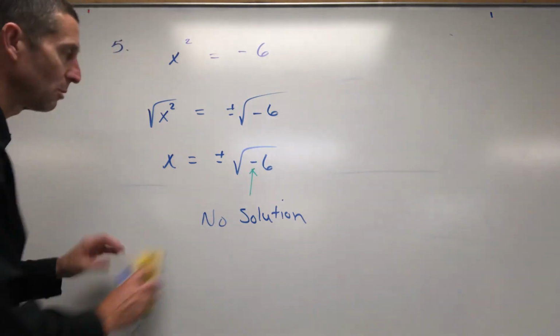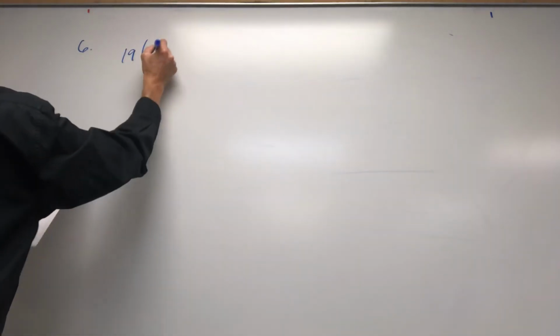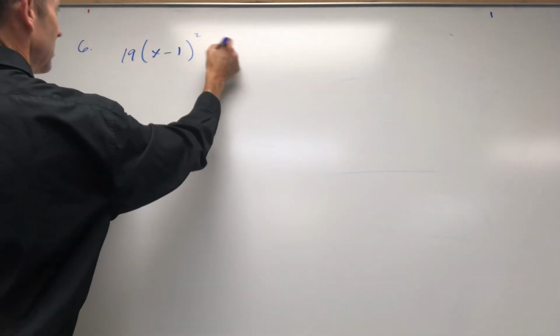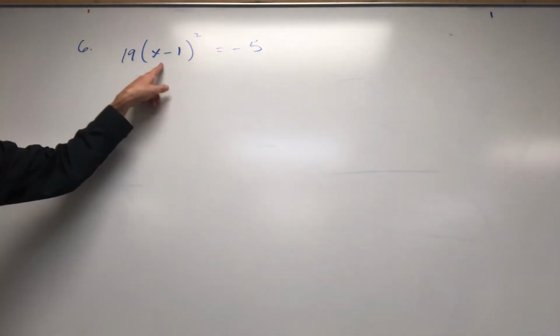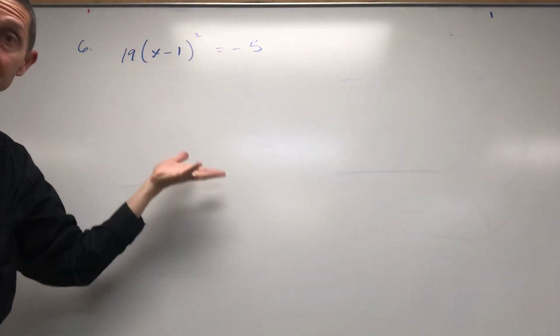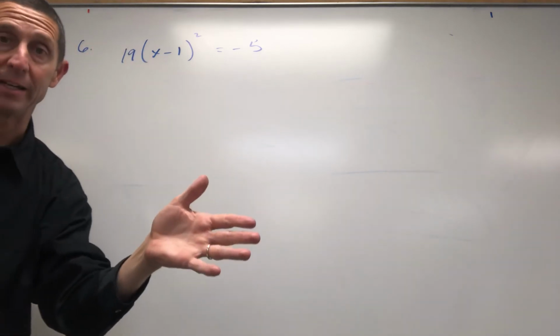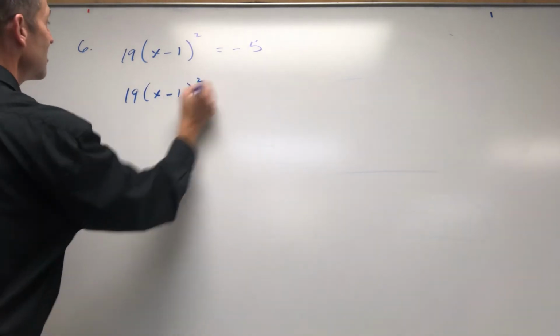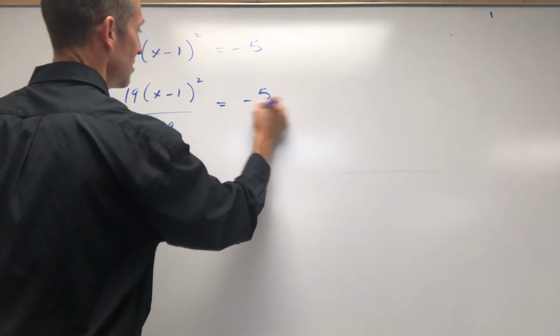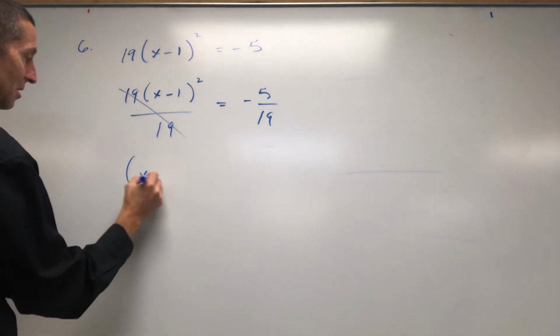Let me show you one. Here's one where they try to hide it from you. Make it look like a regular problem. Here's one: 19 times (x minus 1) squared equals negative 5. So you're going to solve this problem. You think, okay, here's what's squared. The 19's out in front. If they multiply by 19, I'll do the opposite. I'll divide by 19. So these cancel.